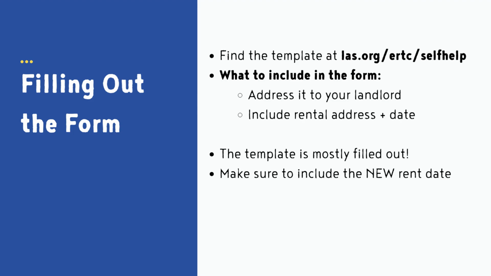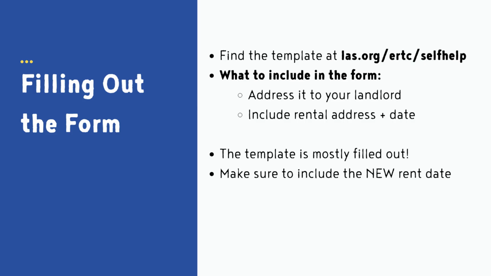You can find the request for change of rent due date accommodation template at las.org/ERTC/self-help. When filling out the form, you will need to address the letter to your landlord. You will also need to put the address of the place you're renting from and the date of your request. Most of the form is already filled out for you.